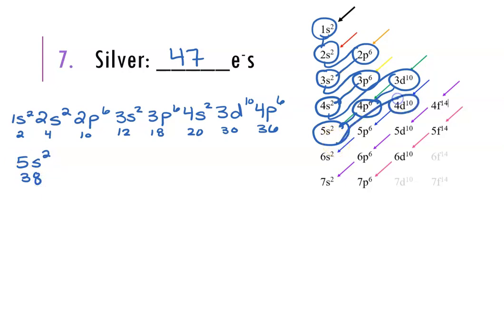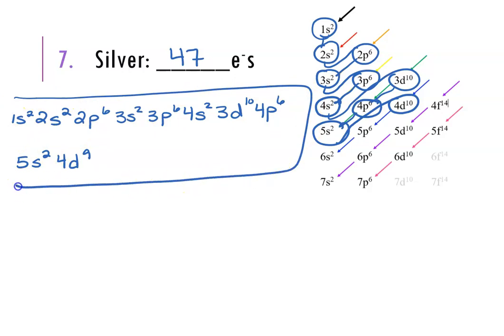And then I come up here and I go 4d. 10 would be 48, which is too many, so I need 1 less, and that's going to be 9. So I have 47. If you run out of space going all in one line, then you can just put it underneath here, and that's fine. So this is going to be our full configuration here.